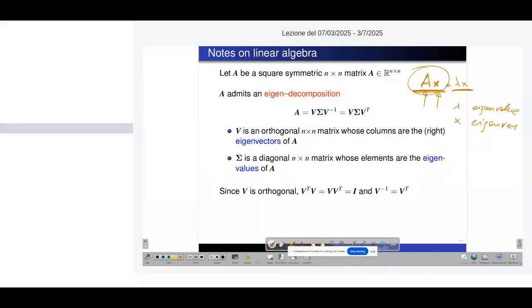Actually, in this case, it is a right eigenvector because it solves the problem on the right. If it solves the problem on the left, this is called a left eigenvector.